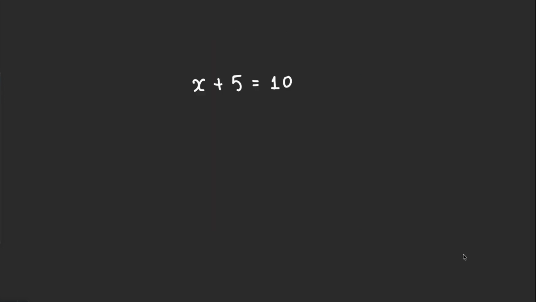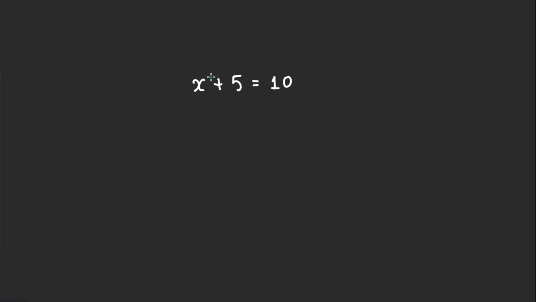We want to find the value of x. Right now, x has a plus 5 next to it. Our goal is to get x by itself. How can we remove the 5? We subtract 5.